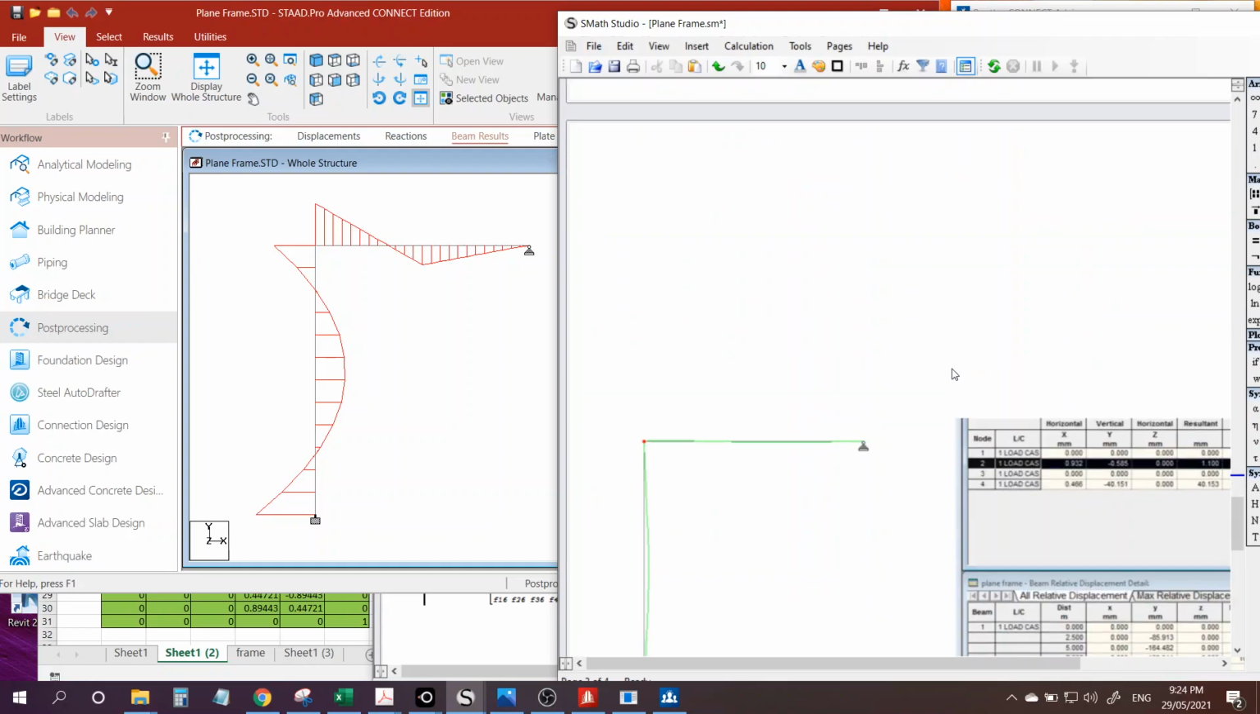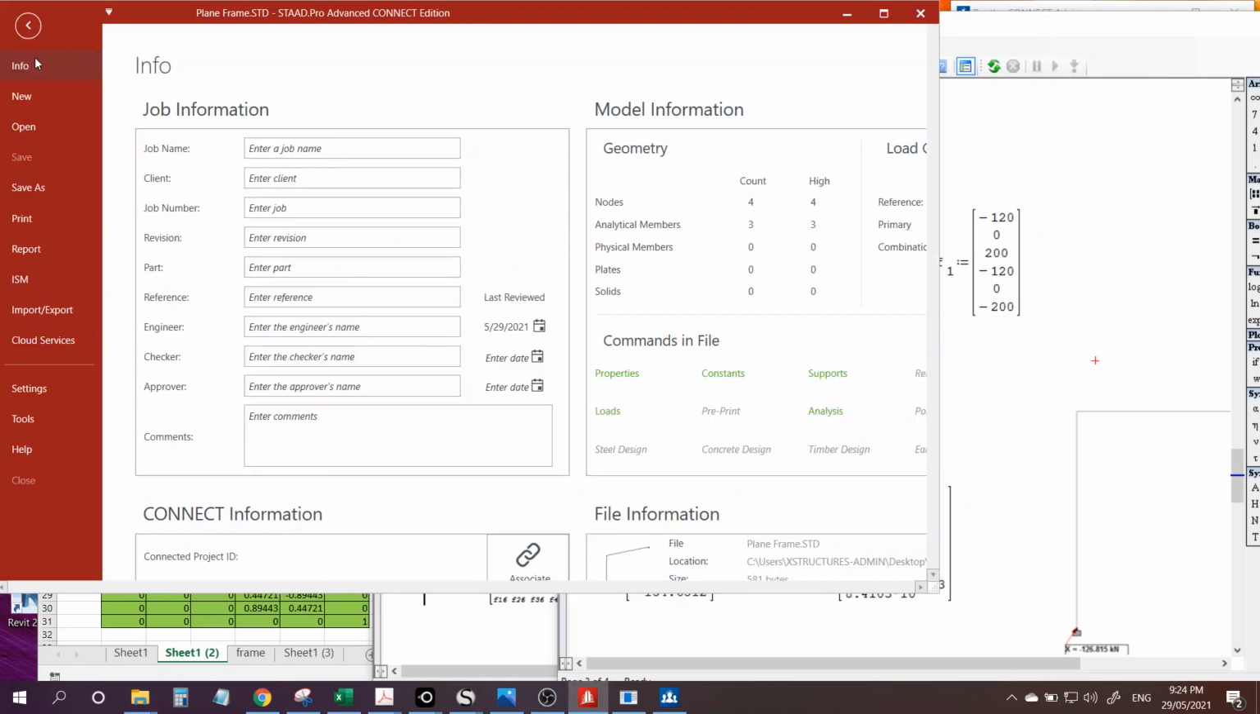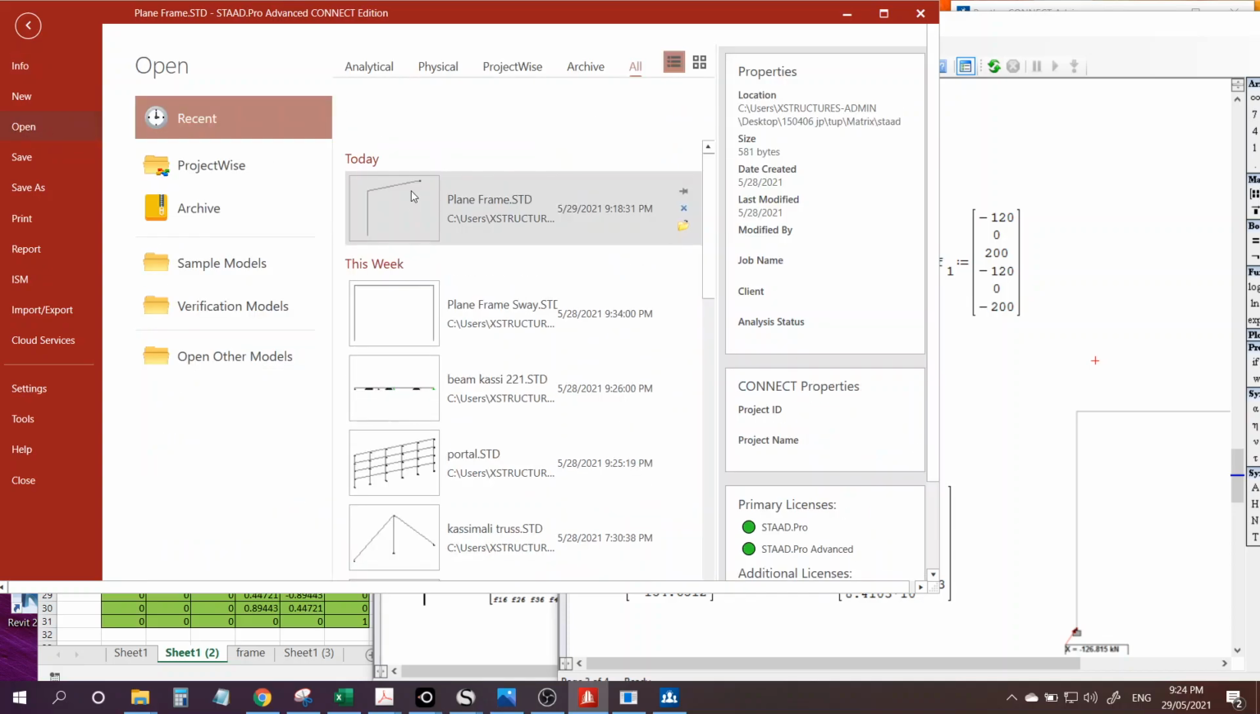Okay, so let's proceed with another example. This time it's a plane frame again, but this time it's a sway frame.